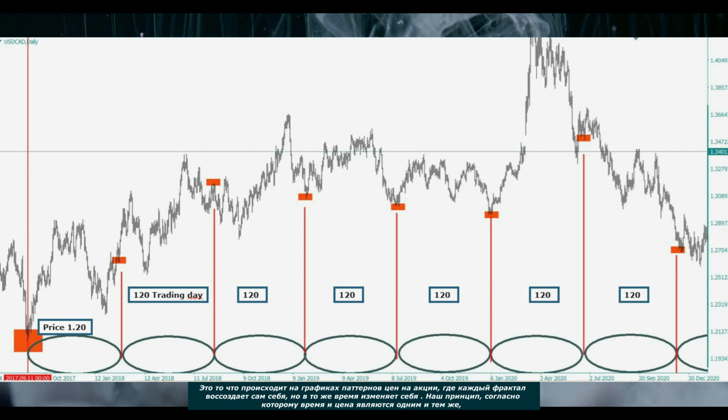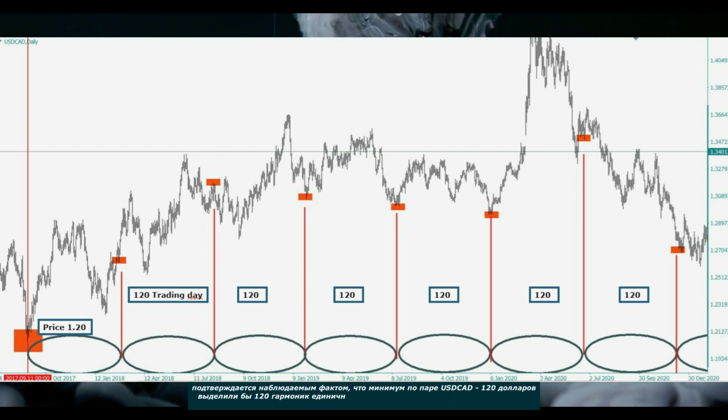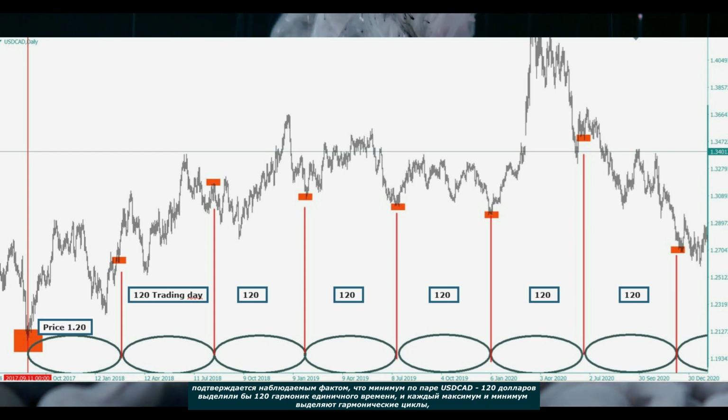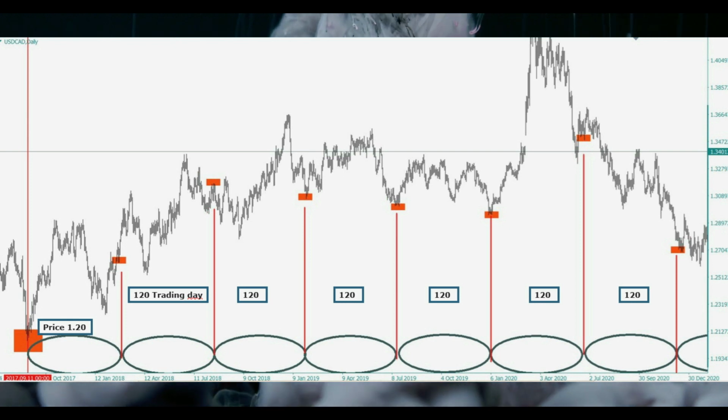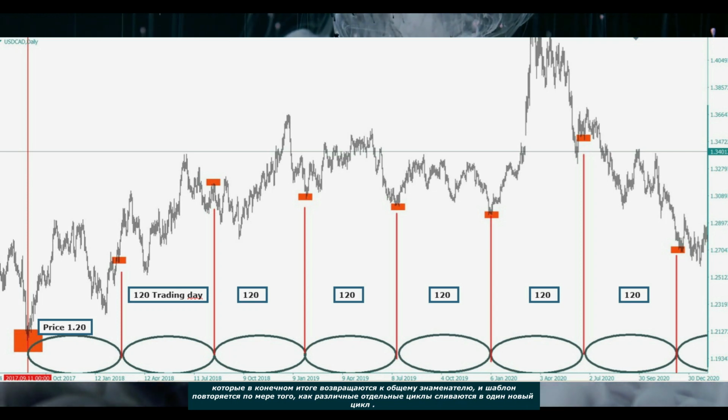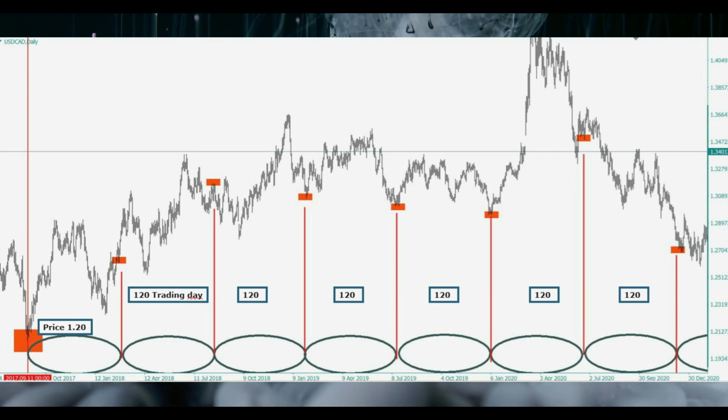Our principle that time and price are one and the same is confirmed by the observed fact that a minimum of a pair of used $120 would allocate 120 harmonics of a single time, and each maximum and minimum allocate harmonic cycles that eventually return to a common denominator, and the pattern repeats as the individual cycles merge into one new cycle.